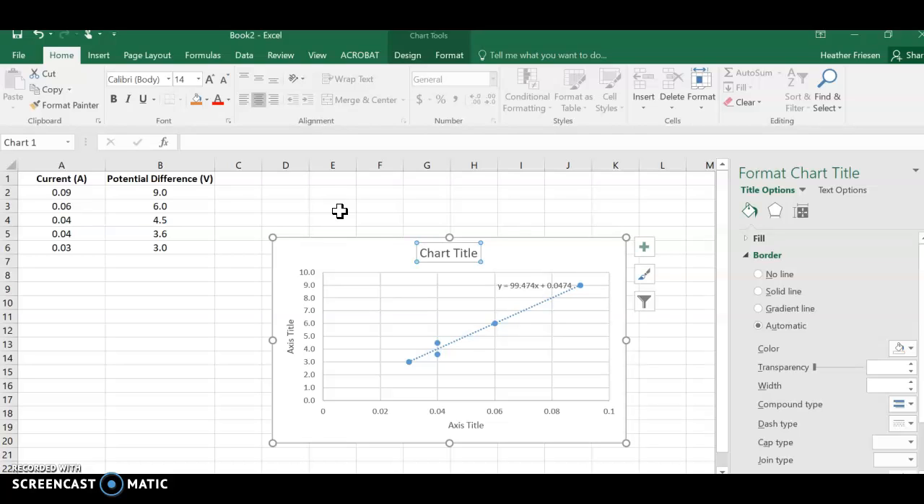So you're going to do the same thing as you investigate factors that influence resistance in your circuits, and you can refer to this screencast in order to remind yourself how to use Excel to produce your graph. Your graphs can then be copied out of Excel and pasted into your Word document that you're going to produce for your final report.